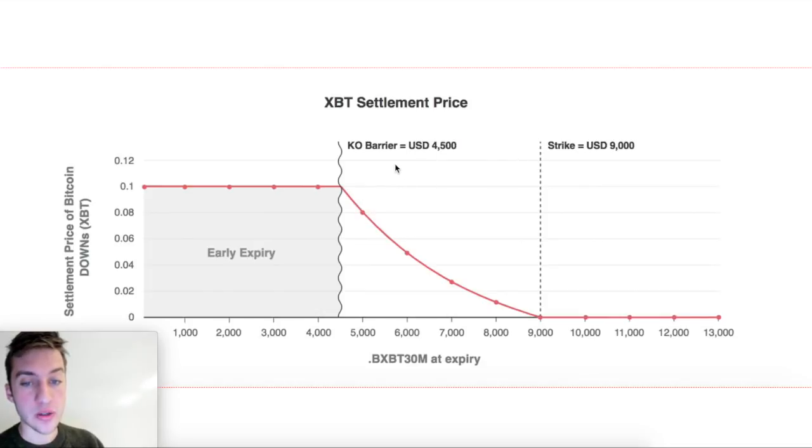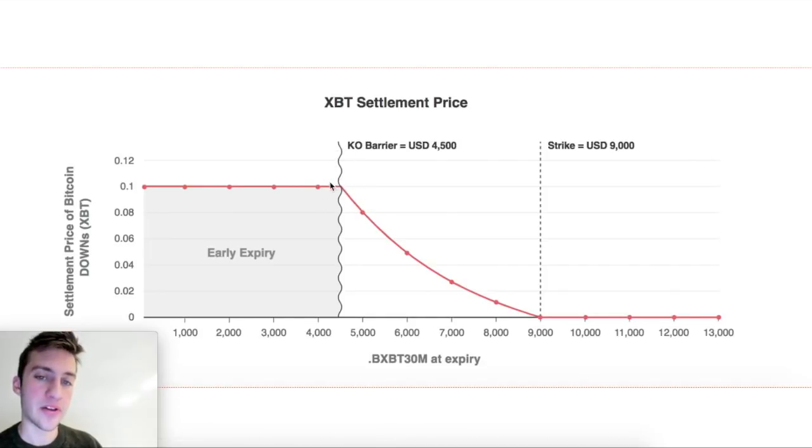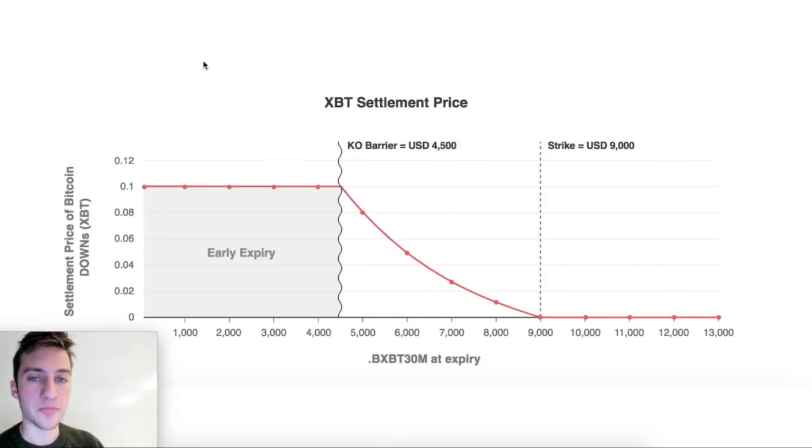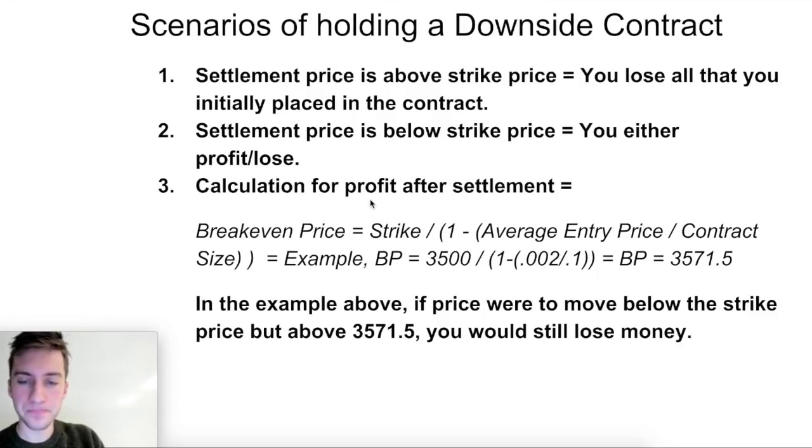So this is just a way to protect those market makers. If Bitcoin just shot down, you would be forced to exit at a really nice profit, so that they could actually save their shirt. And there's a break-even price for the downside as well, which is here. Again, same scenarios here. If settlement price was above your strike price, you lose. Settlement price is below, you might profit or lose.